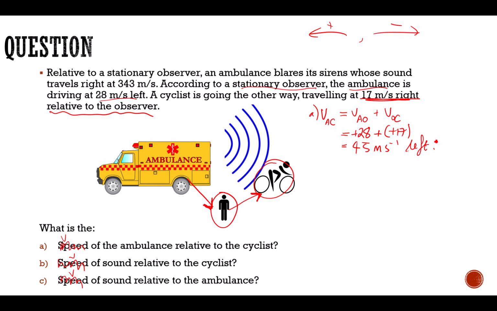First of all, because it's going left, but also because its speed to the left will be a combination of both its own driving speed plus the velocity of the cyclist, in a way. So, 45 meters per second to the left. What is the speed of sound relative to the cyclist?